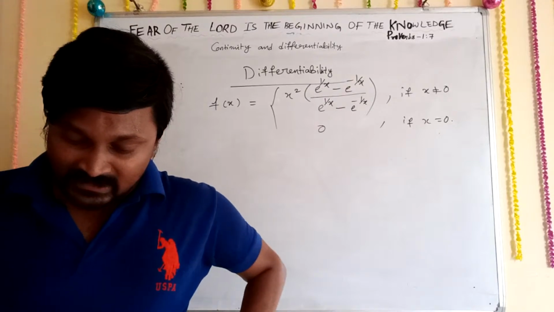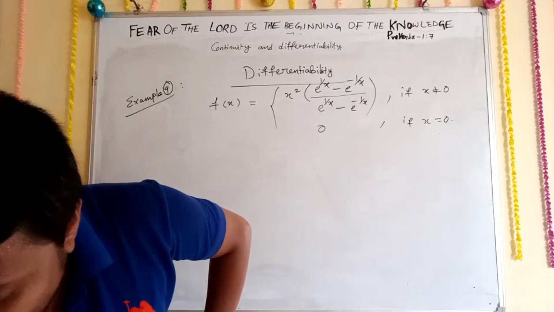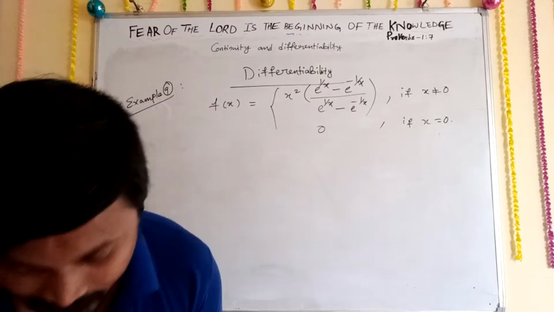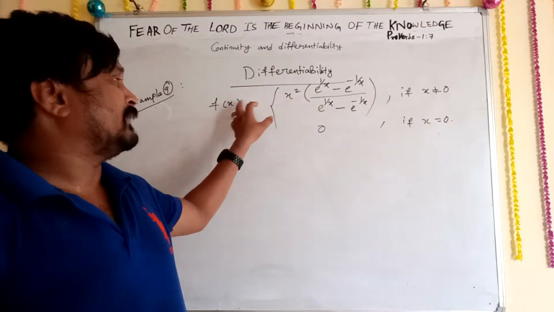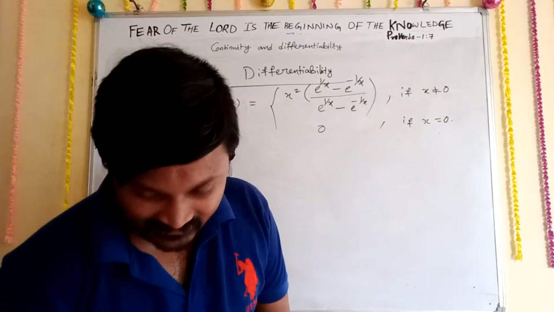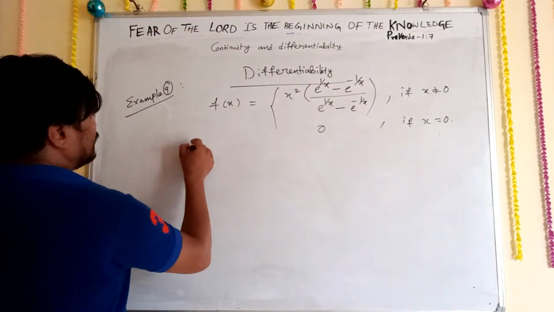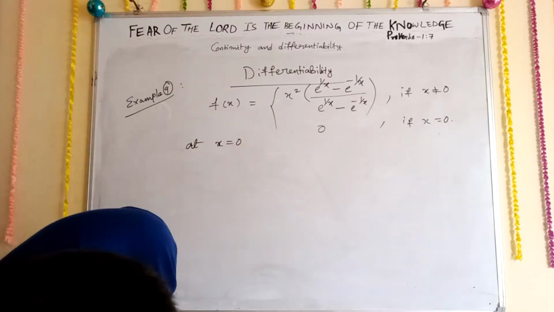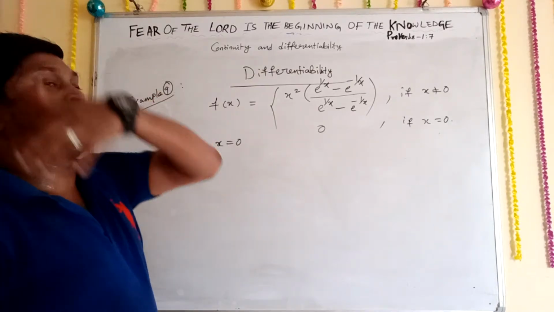They said it is continuous at x equal to 0. We have to check the differentiability for f of x at x equal to 0. So they said at x equal to 0, then how to solve? Just observe carefully now. At x equal to 0, right. So now what I'll do, just observe carefully.